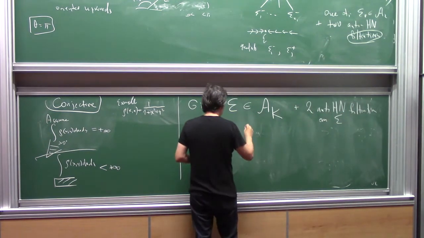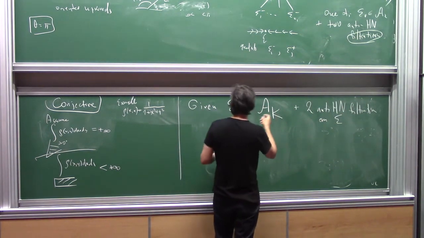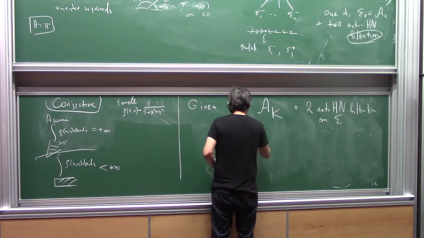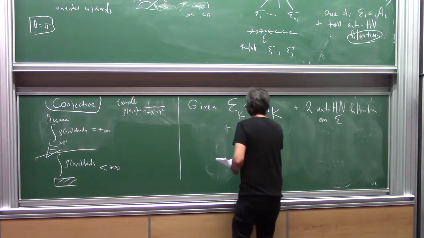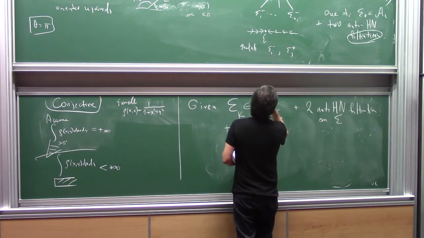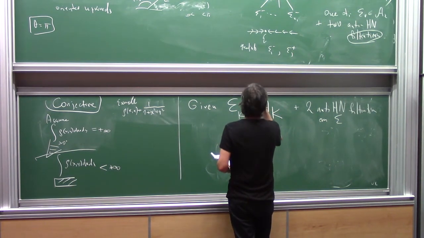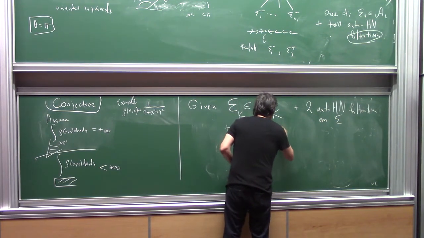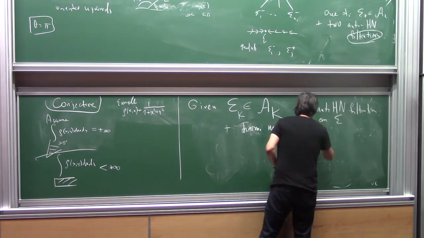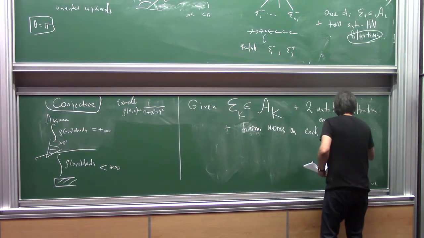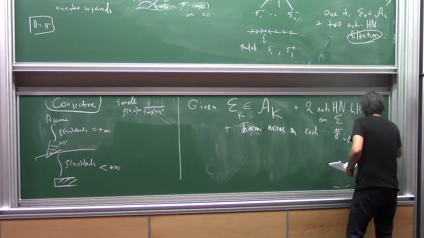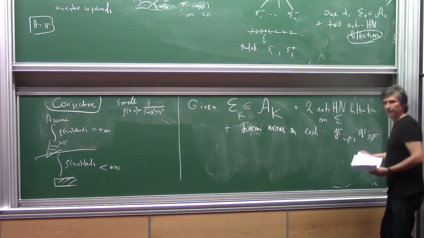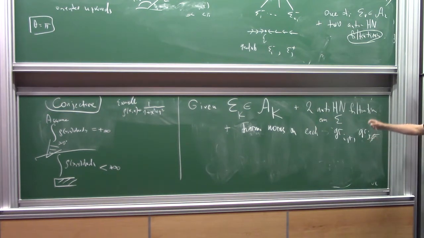So you get filtrations over big K, these filtrations E, and harmonic norms on each. The associated graded semi-stable objects admit some harmonic norms. So I choose these harmonic norms.